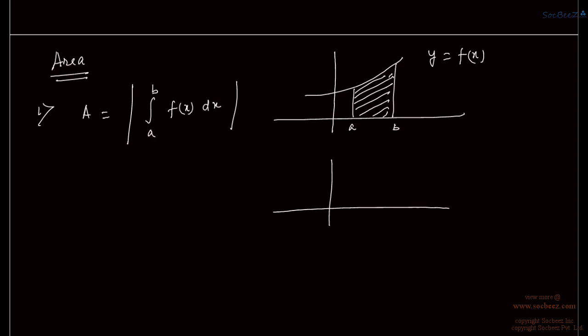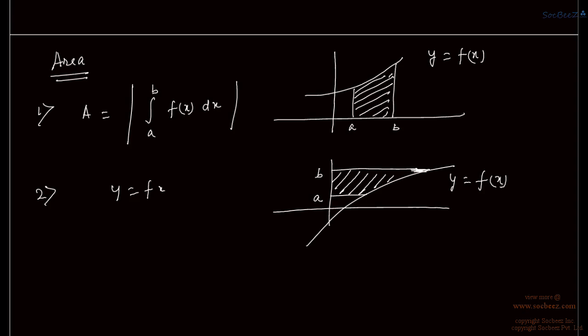Suppose this is a function, and now in our second case we want to find this area, from y = a to b. This is the graph of y = f(x). So we write the function in inverse fashion, that is, y = f(x) can be written as x = g(y). Then we evaluate the area as the modulus of the integral of g(y) dy from a to b.